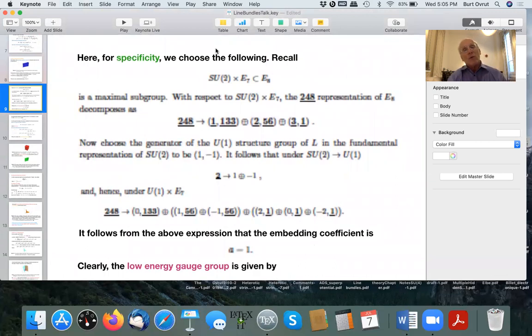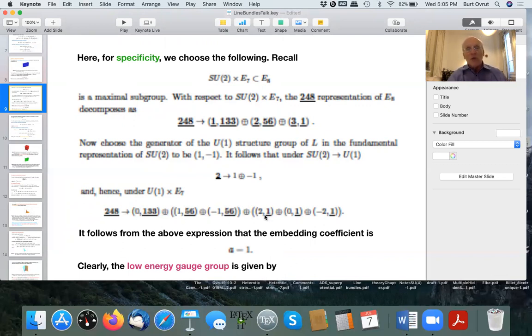But here we're going to do the following. We recognize that there is a maximal subgroup SU2 cross E7 of E8. And with respect to this maximal subgroup, the 248 representation of E8 decomposes like this. We're going to take the U1 structure group of the line bundle L, and we're going to embed it into the SU2 as 1, minus 1. So the SU2 breaks to U1, and the 2 will turn into a 1 plus a minus 1. And if you work it all out under U1 cross E7, the 248 will decompose in this way.